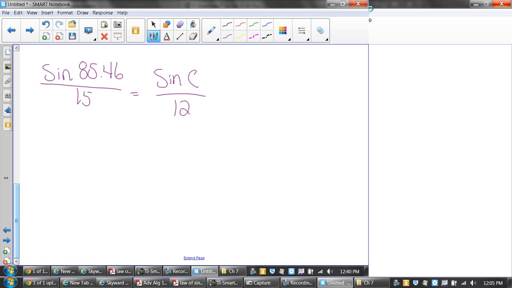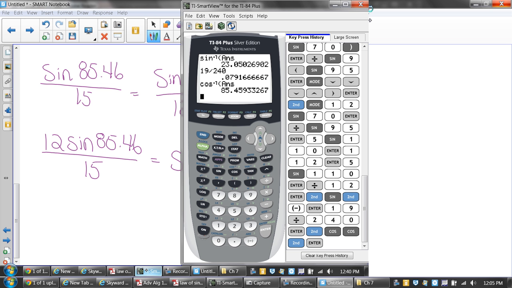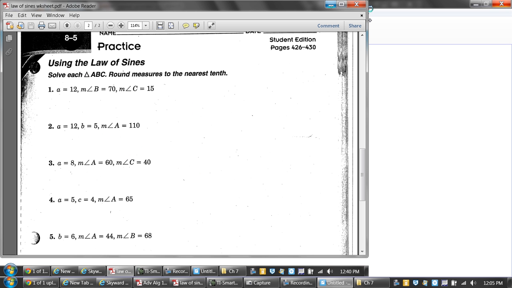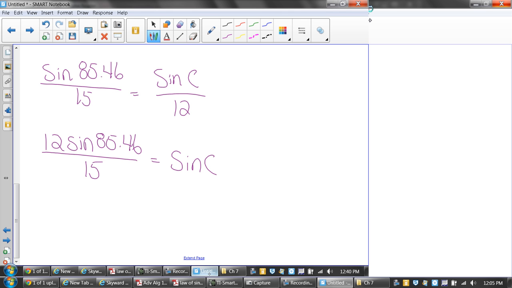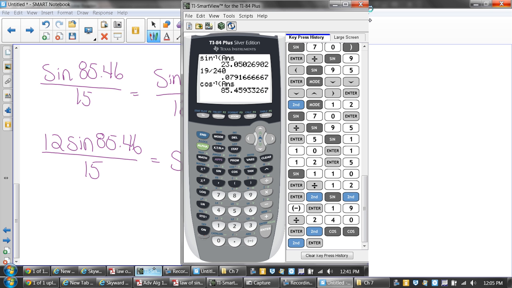All right, second one. Step number 1. If you solve for sine, we can find C by itself. Step one, then you just go to your calculator and plug that in.